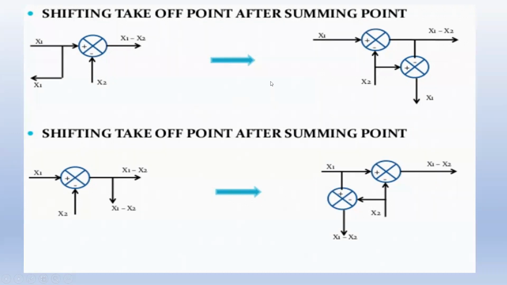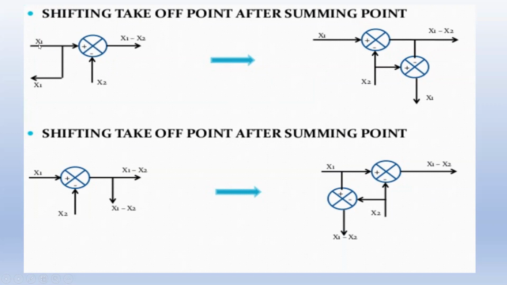And we have these two important rules: shifting of takeoff points after or before a summing point. Here we have the takeoff point before the summing point, so we need to shift this summing point before this takeoff point. How do we do that?